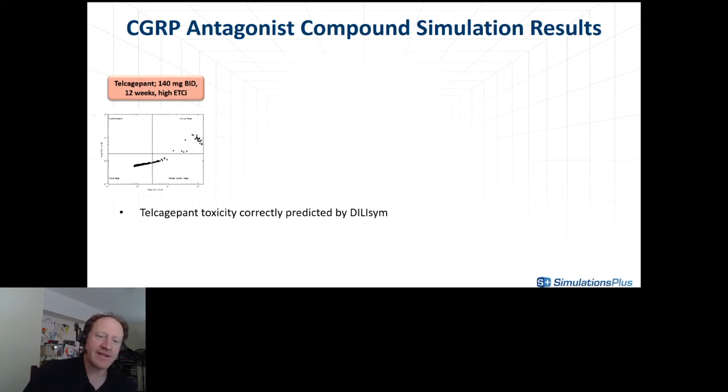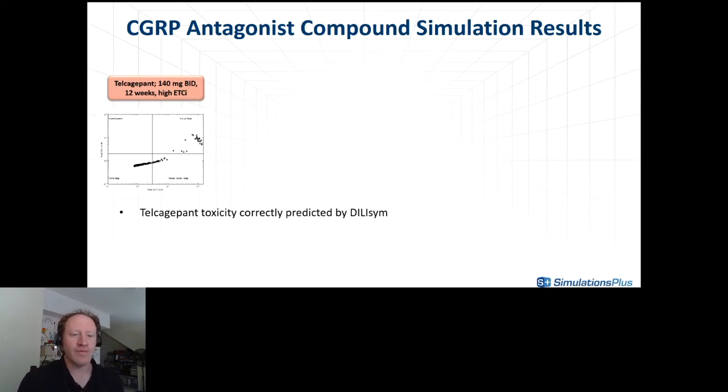You'll see a high ETC I thing here, and there'll be a couple of results here. Talk a little bit about that. Some of the ETC data gave us two different representations of telcagepant because the data were a little bit ambiguous coming out of the in vitro assay. But interestingly enough, both of them really predicted tox.